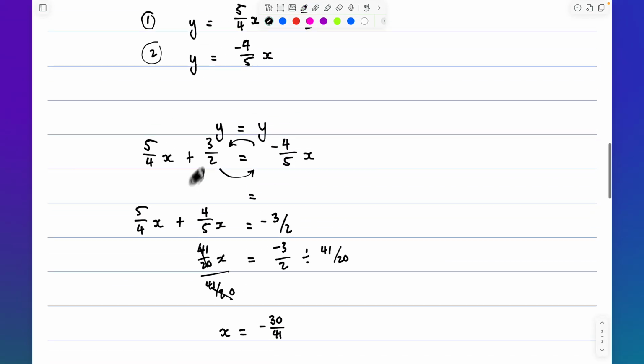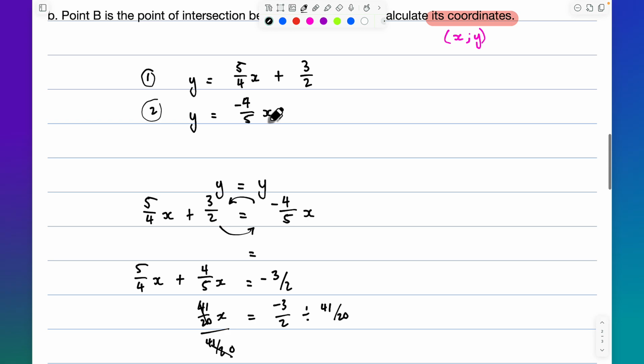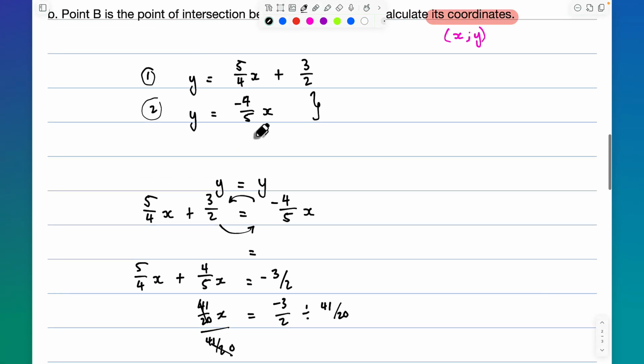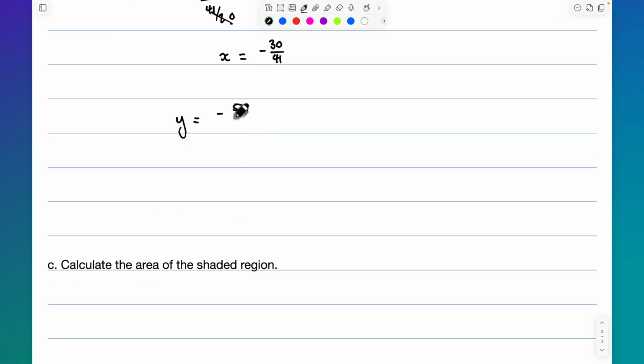In order to find the y, we're going to take one of these two equations and plug the x back in. I'm going to use this one because it's easier. So that's y is equal to negative 4 over 5x. All right, so don't be like me. Don't make mistakes. So that's equal to negative 4 over 5 multiplied by x. But remember, your x is negative 30 over 41. So we're going to throw that into our calculators, multiplied by negative 4 over 5. That gives us positive 24 over 41.